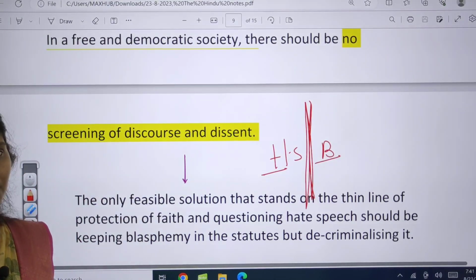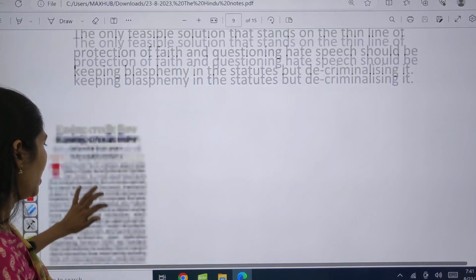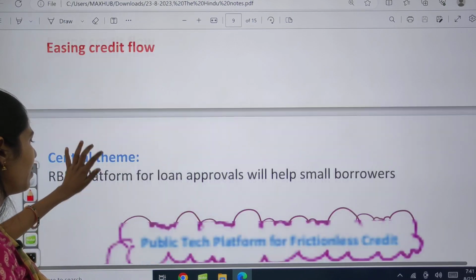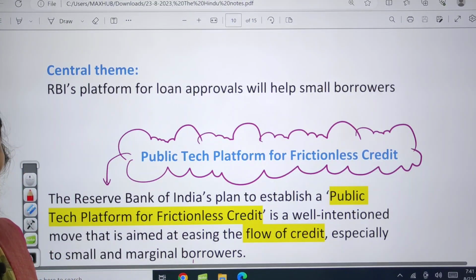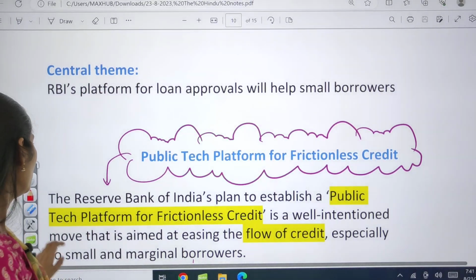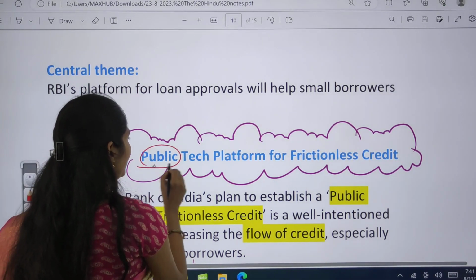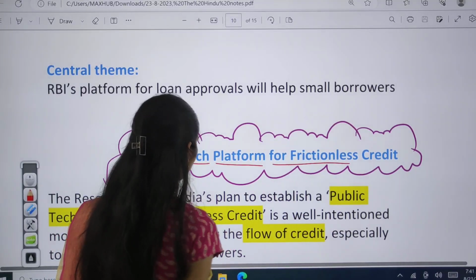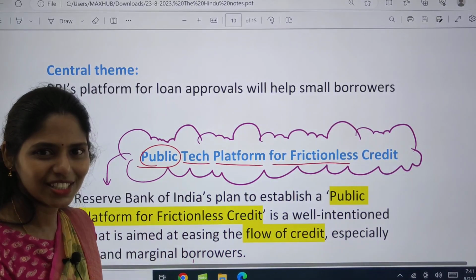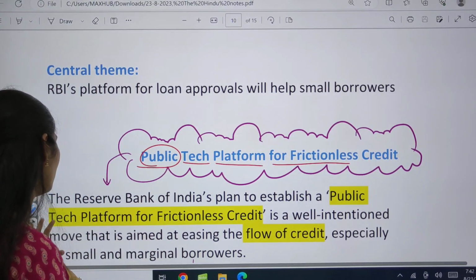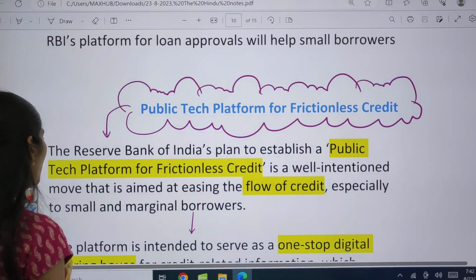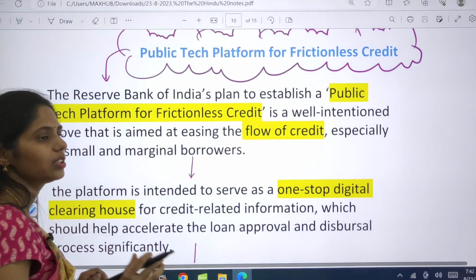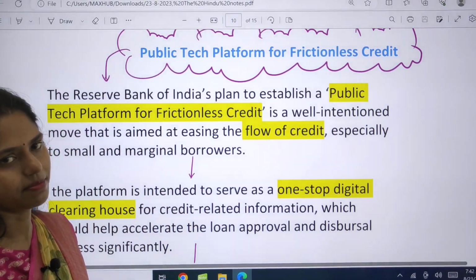What can be done about blasphemy? If you move on, the next topic is about the RBI's pilot program regarding frictionless credit to the people. This article talks about a public tech platform for frictionless credit. So what is the issue here? Here you have to know what this platform is, and what the possible benefits and outcomes are.